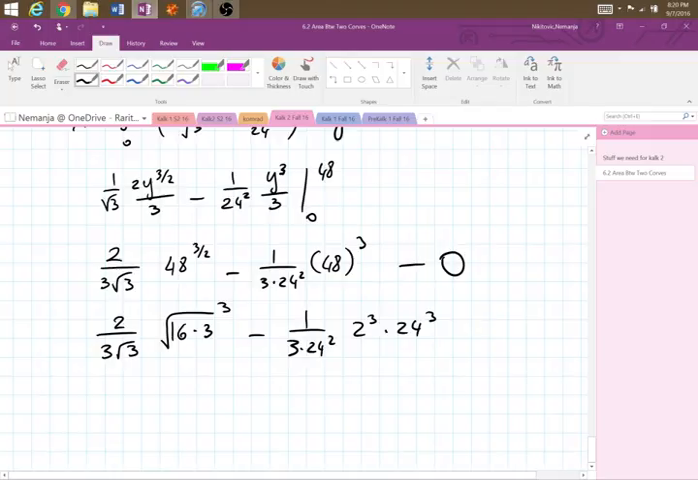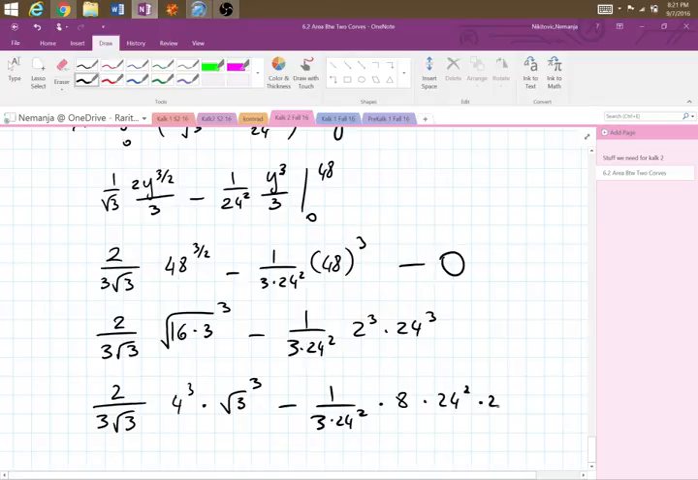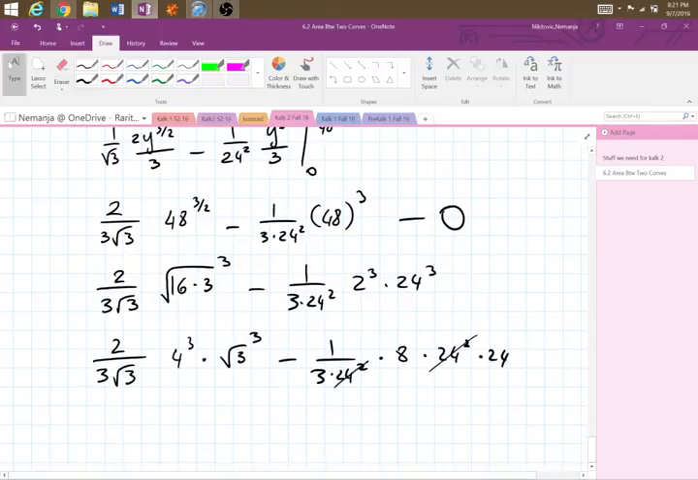So, what do I have over here? I have 2, 3 root 3. 16 is 8 times 2, so that's, oh no, that's cubed. 16, that's 4 cubed times square root of 3 cubed. Awesome. Minus 3 times 24 squared times 8 times 24 squared times 24. And these 24 squares will cancel.